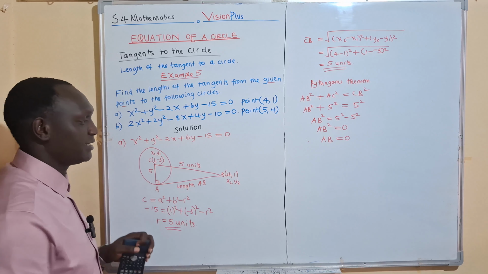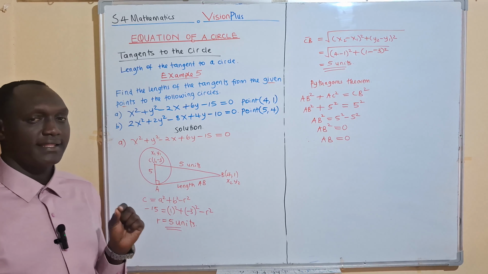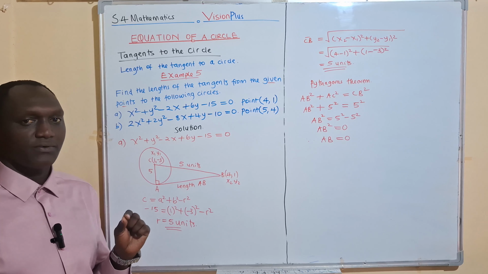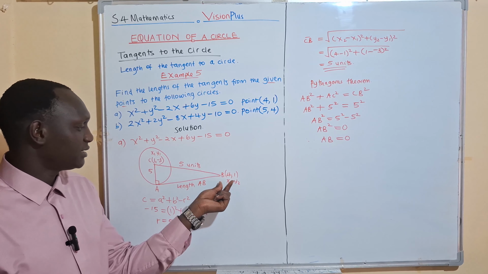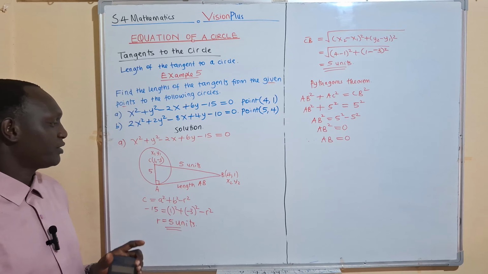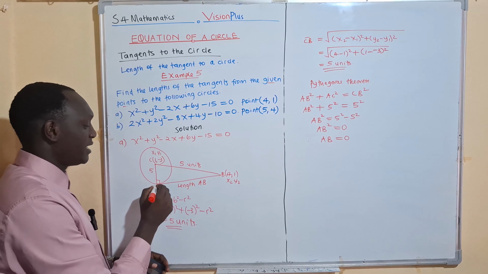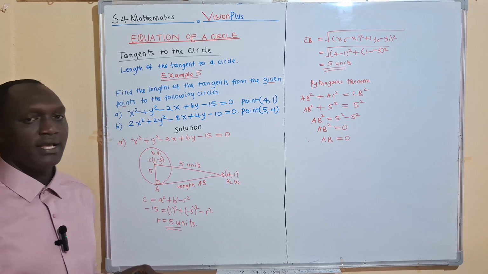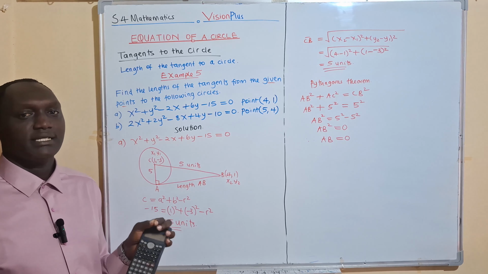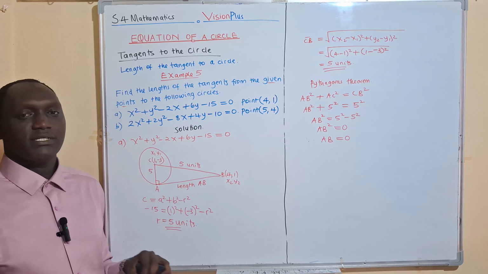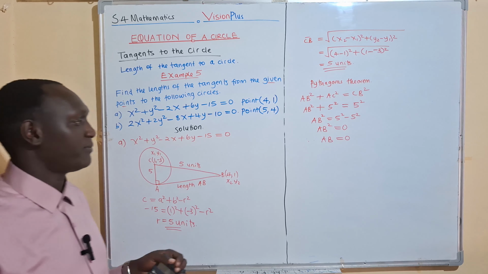From here up to here is 0 units. What is the meaning of this? If the length of the tangent is 0, it means that this point is lying on the circle. So this point B is not actually far away from the circle. It is on the circle, such that the distance between the circle and that point is 0. Any point which is lying on the circle is 0 distance from the circle.